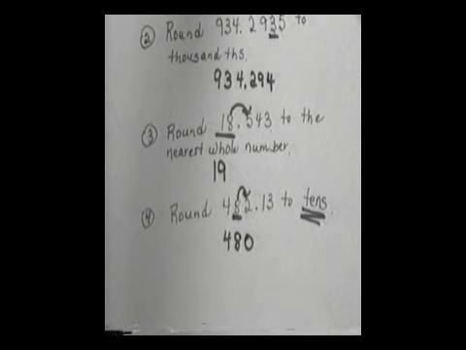So what this is saying is, is 482.13 closer to 480 or is it closer to 490? And because of the 2 there, it's closer to 480.